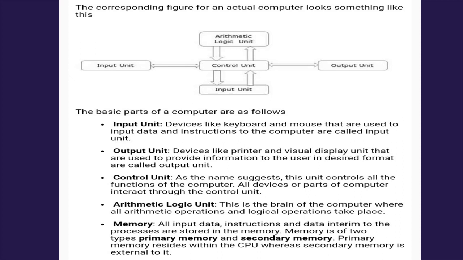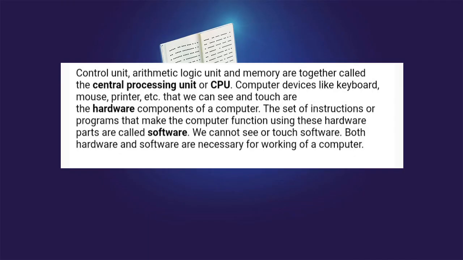Memory is of two types, primary memory and secondary memory. Primary memory resides with the CPU, whereas secondary memory is external to it. Have you all understood? And then control unit, arithmetic logic unit, and memory are together called the central processing unit. The short form is CPU, central processing unit.